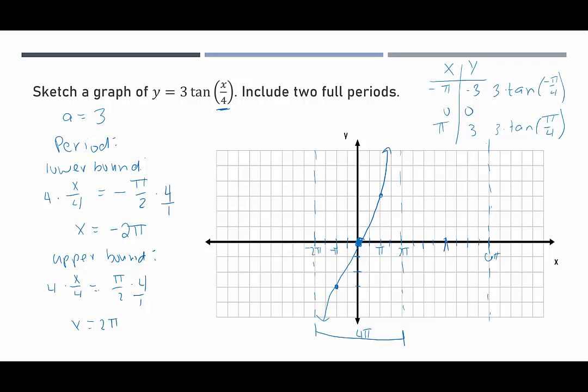The same thing will happen in this period. So the middle will be an intercept. If we go halfway on the left, we'll be at negative 3. Halfway on the right will be at positive 3. And connect with a nice smooth curve. This is periodic, so it can happen over and over again, but this just said sketch 2 full periods, so that's what we did.